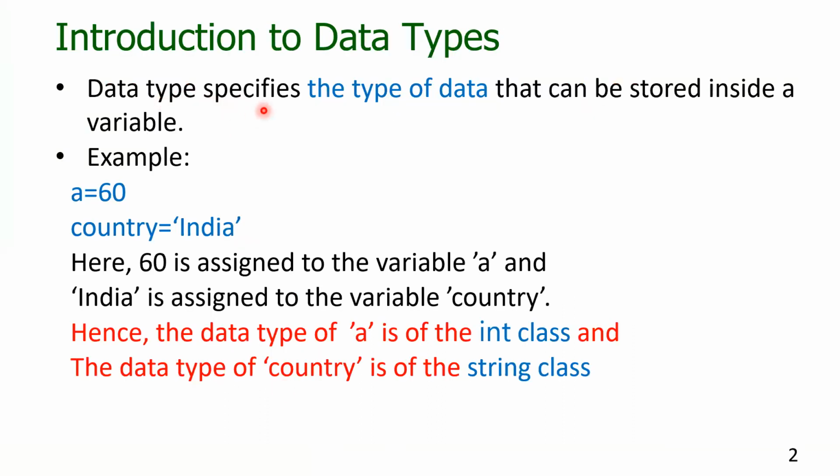A data type specifies the type of data that can be stored inside a variable. For example, with the assignment statement a = 60, 60 is assigned to the variable a. There is another assignment statement, country = India. India is assigned to the variable country. Hence, the data type of a is of the int class because 60, which is an integer, is assigned to the variable a. Similarly, the data type of country is of the string class because India is a string that is assigned to the variable country.